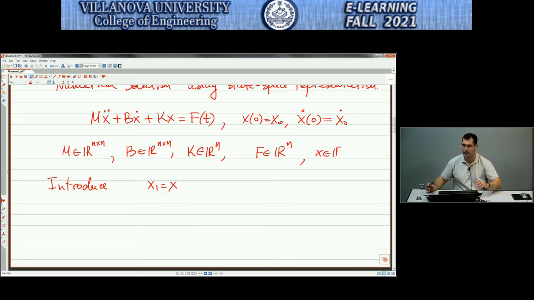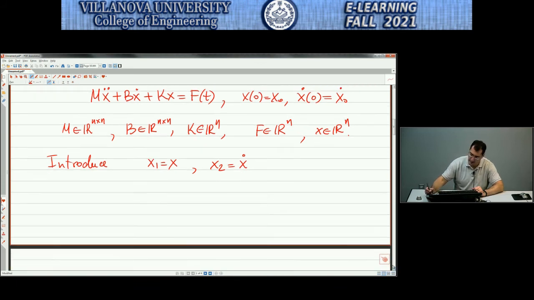So if you're talking about mechanical engineering problems, then x would be a vector with components x1, x2, x3, and so on, xn, which typically represent the positions of the parts of the system. So I'm going to introduce my state vector x1, which is equal to x, and my other state vector x2, which is equal to x dot. Okay, velocity, vector of velocities. And I'm going to start taking derivatives of x1 and x2.